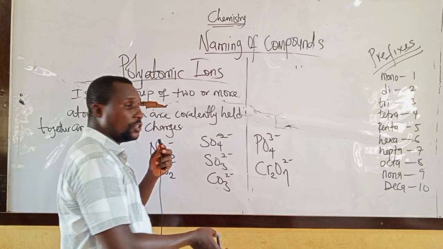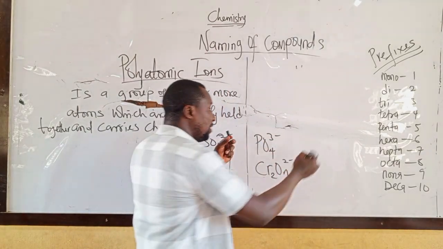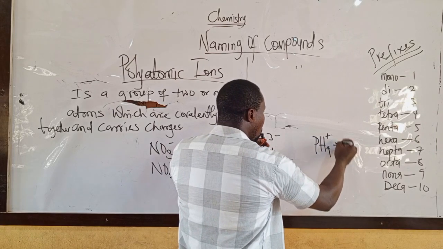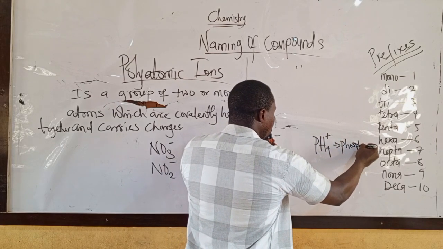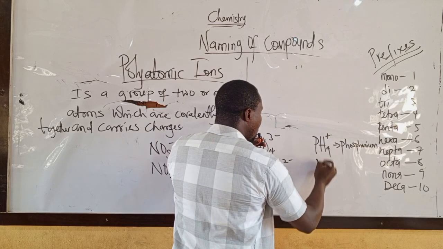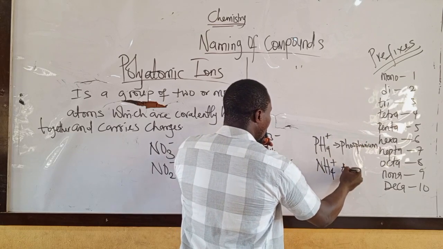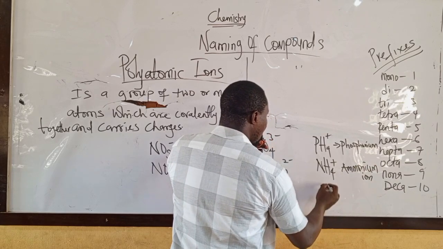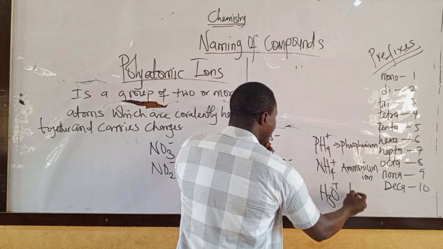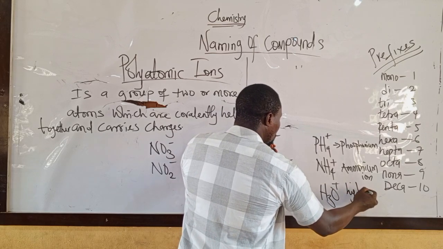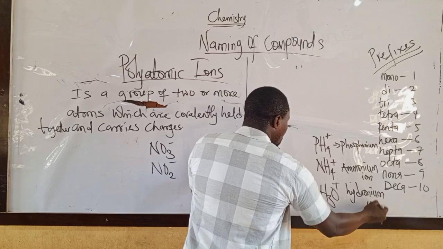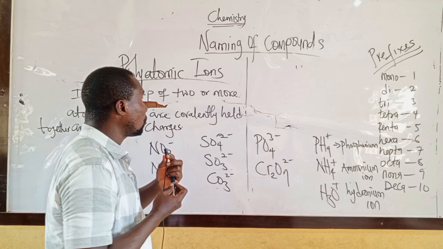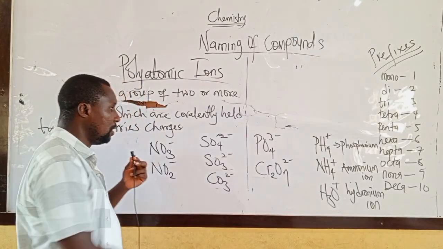These are negatively charged. We can have those that are positively charged, like phosphonium ion. Phosphonium, this one is for phosphonium ion. We have ammonium ion. We have hydronium ion. These are examples of what? Positive polyatomic ions.